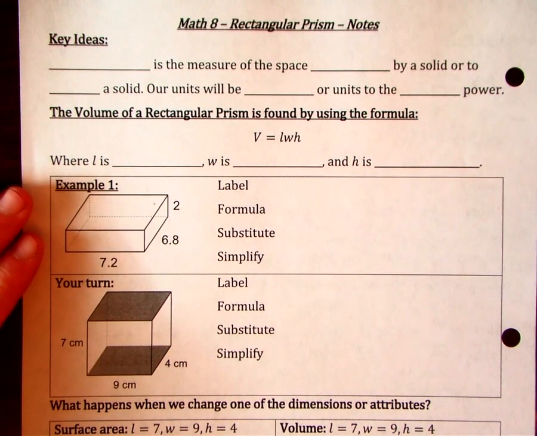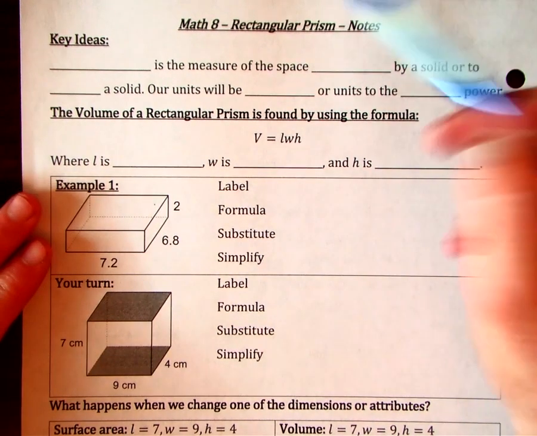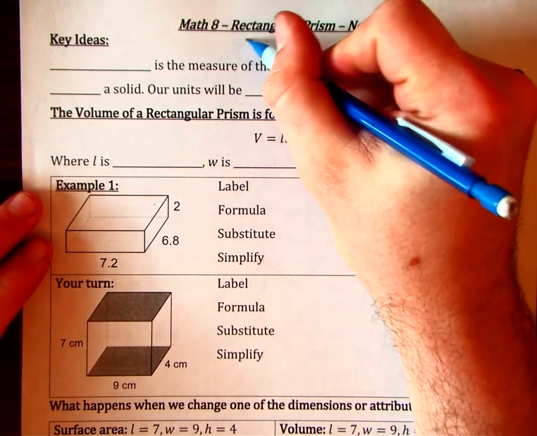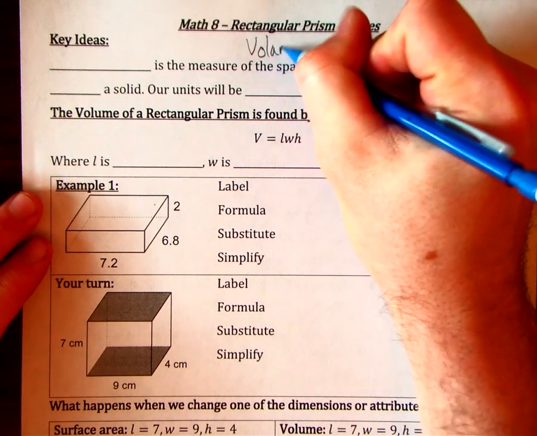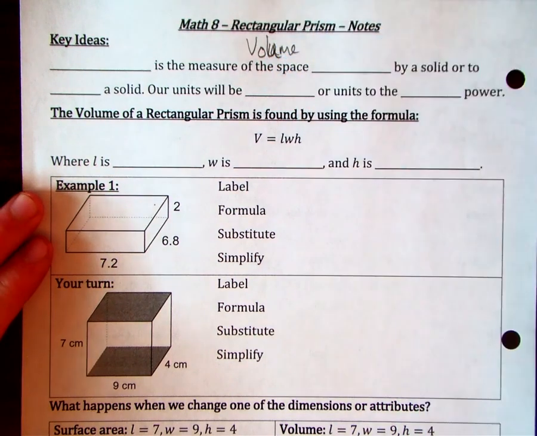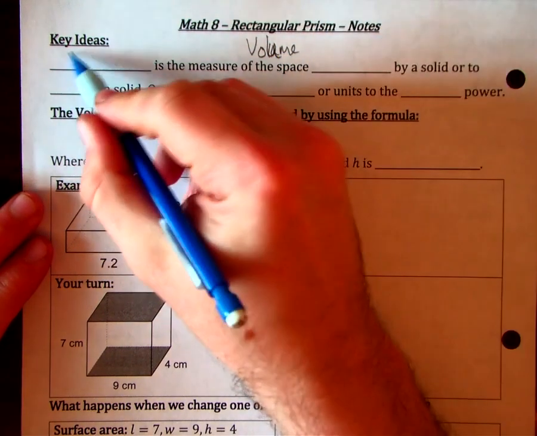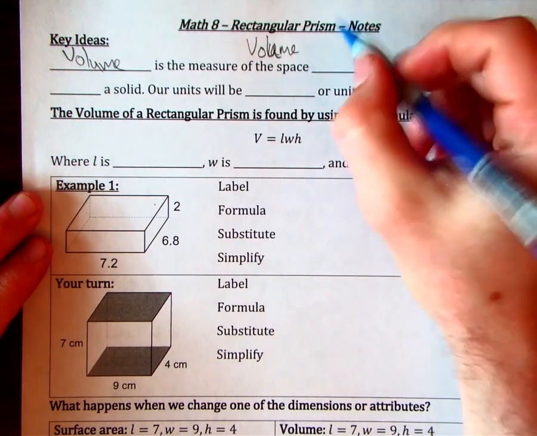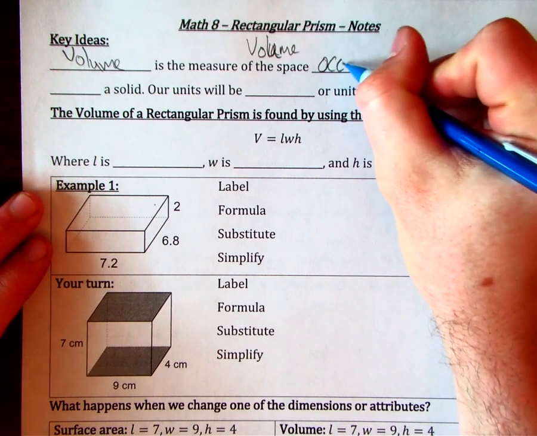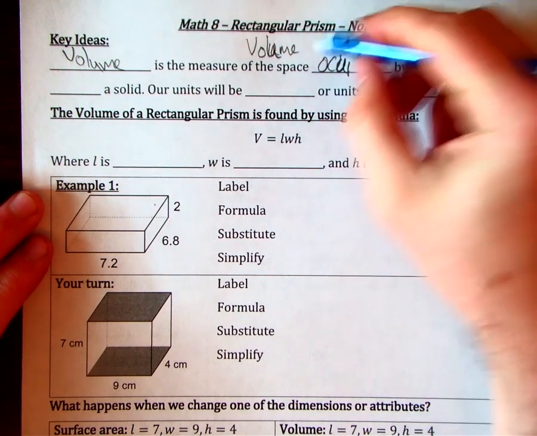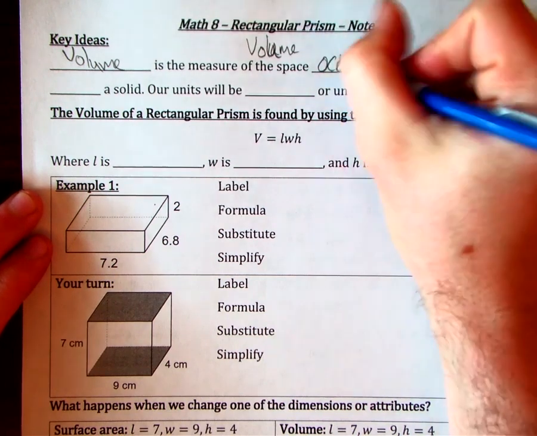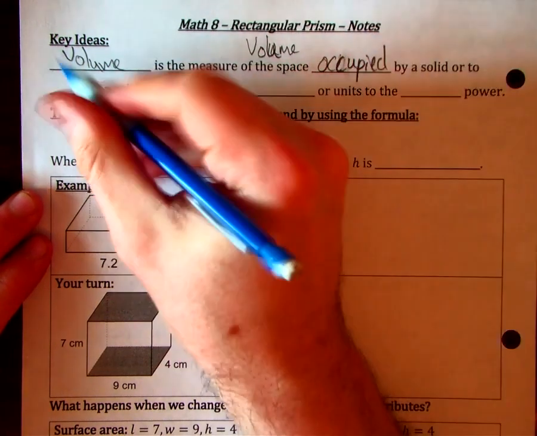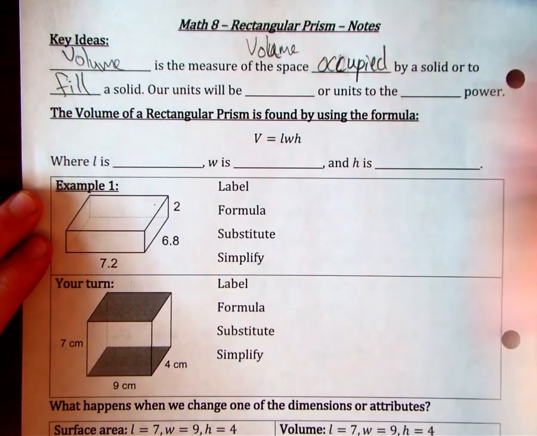So now for the back of this page of the rectangular prism notes, you want to make sure you're saying this is going to be for volume. So we're going to be talking about how to solve for the volume of a rectangular prism. So then we're going to say that the volume is the measure of the space occupied by a solid, or to fill a solid.